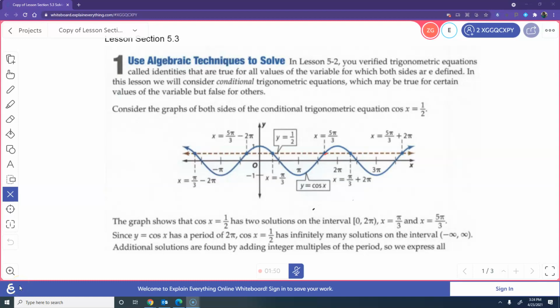Okay, in the previous lesson, we've used trig identities to verify expressions. Today we're going to solve trig equations, and we're going to use identities to make this happen. I want you to consider the following graph. Cosine of x equals 1/2.